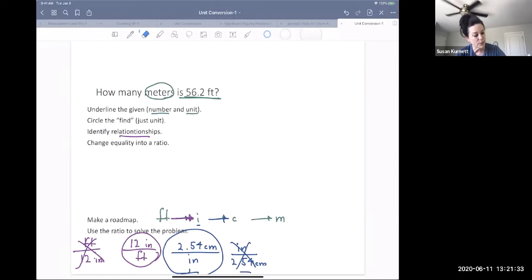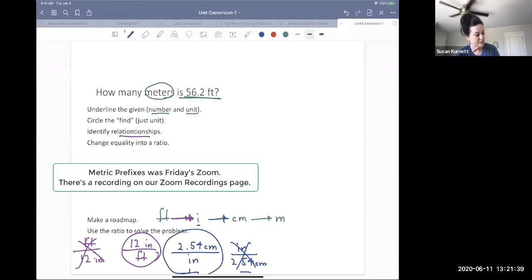Okay, one more conversion factor between centimeters and meters. So there was a prefix practice page that I hope that you did. I don't know if you did it. And it had things like this.